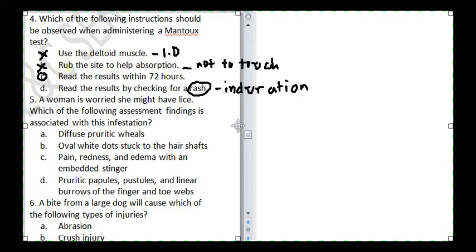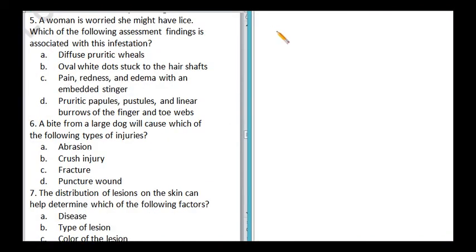So the answer here is letter C. Next, number 5. A woman is worried she might have lice. Which of the following assessment findings is associated with this infestation?